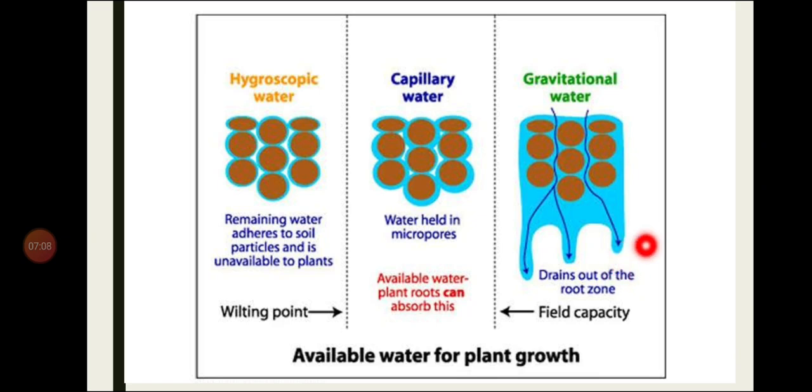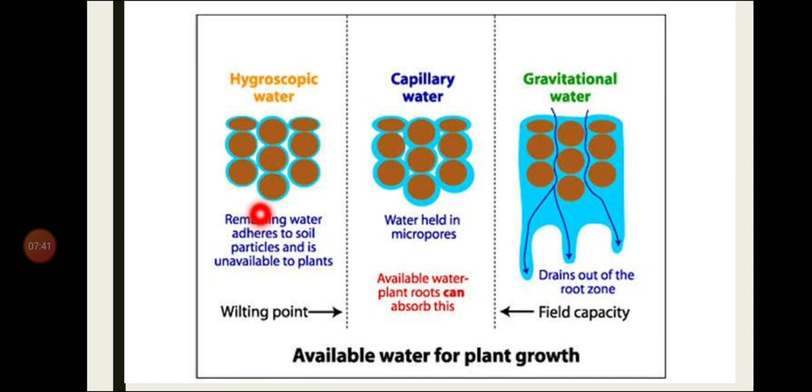It drains out of the root zone. Roots cannot absorb this because it is moving away from the roots. So roots cannot absorb this kind of water. Hygroscopic water, you can see that water is absorbed. Water molecules are held tightly by the soil particles. The remaining water adheres to soil particles and is unavailable to plants. Roots cannot absorb this kind of water.